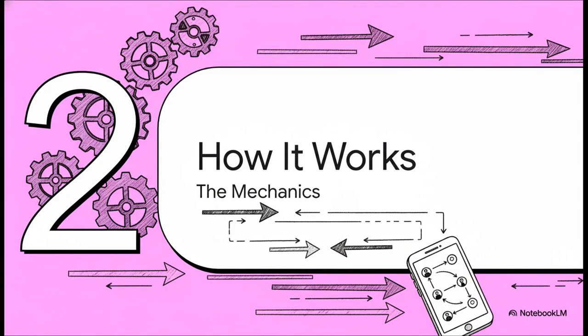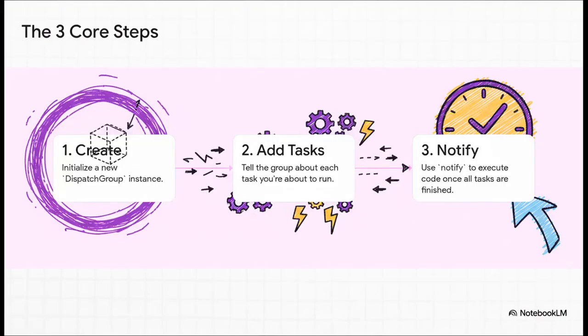Okay, that sounds fantastic in theory, but how do we actually use it in our code? Let's break down the mechanics. And trust me, it's way more straightforward than you might think. It really just boils down to these 3 simple steps. First, you create a new dispatch group. Easy. Second, for each task you're going to run, you tell the group about it. And third, you use this magic little function called notify to give it a chunk of code that will only run once every single one of those tasks is complete.